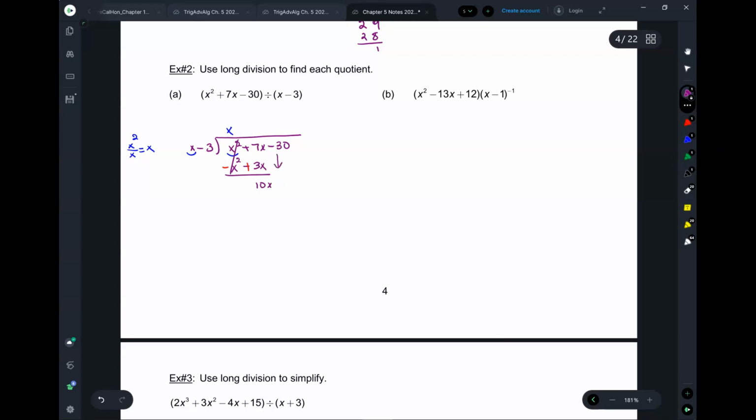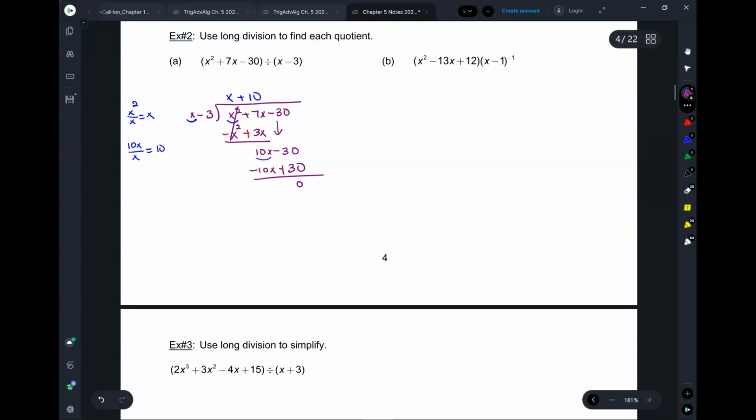Now the minus 30 comes down and the whole process starts over. So now let's do it again. First term over first term gives you what? Positive 10 goes there. You multiply, what do you get? 10x minus 30. Then you're going to draw the line, change the signs, and combine. And that will give you a 0. So this has a remainder of 0. So your quotient is x plus 10.